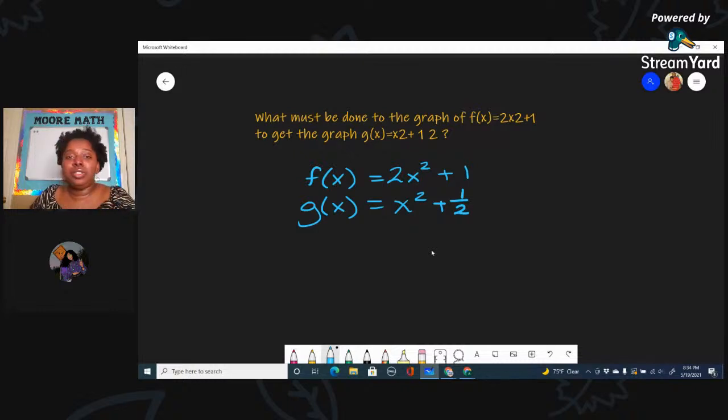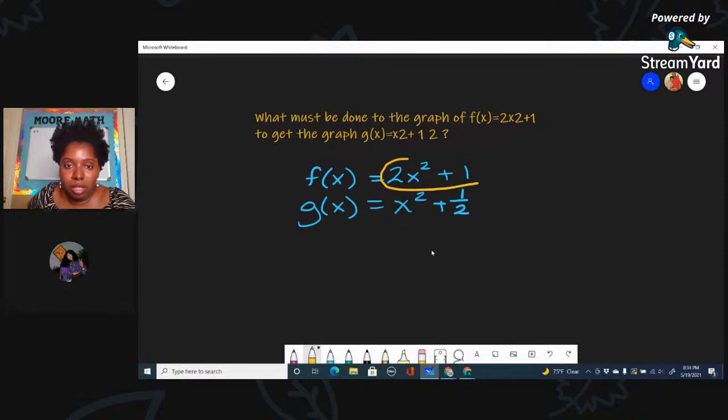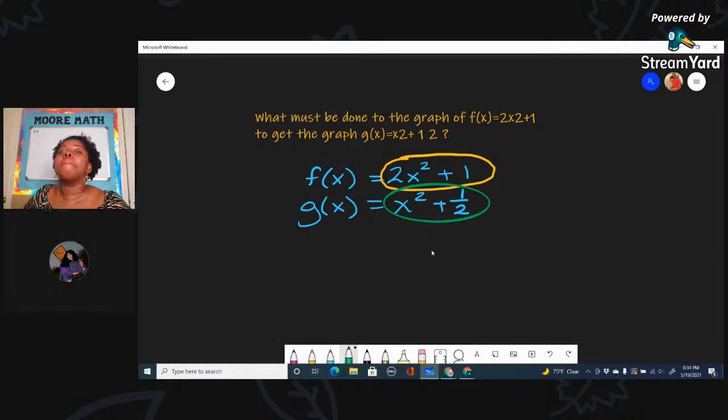So what has to be done to this graph to get to this? So first things first, just look at it. What's the difference between this equation? Let me circle it. What's the difference between 2x squared plus 1 and x squared plus 1/2? Well, one of them has 2 in the first section, and one of them is a 1/2, while the other one is just a 1. Okay. So even though I can't see it, what's in front of this x?